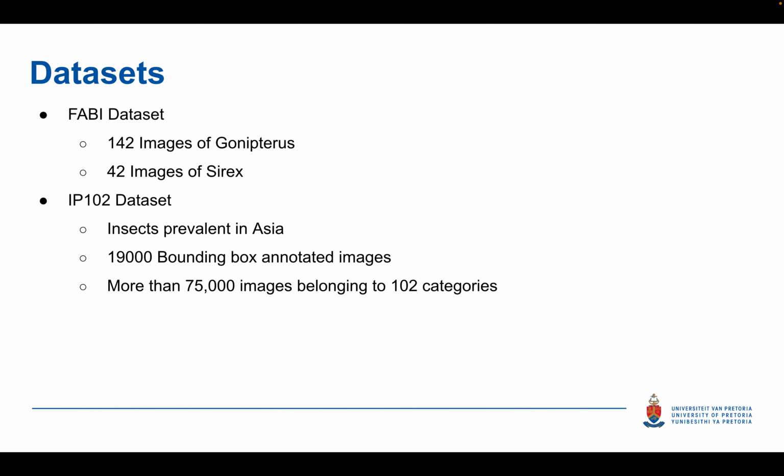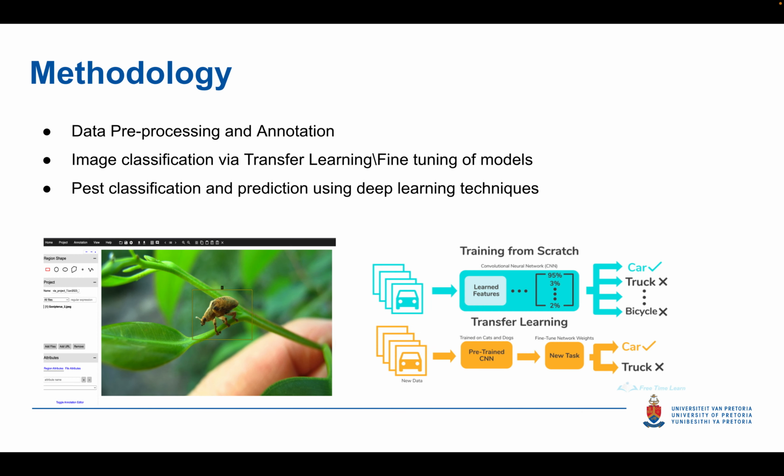In terms of the data pre-processing, we started by annotating the images. We used an open source manual annotation software to indicate where the pests are in the image and what class the pest belongs to, as depicted in the image on the bottom left. Furthermore, we applied transfer learning, where we used the knowledge obtained from other models that have been pre-trained on ImageNet and the IP102 dataset to classify the pests.